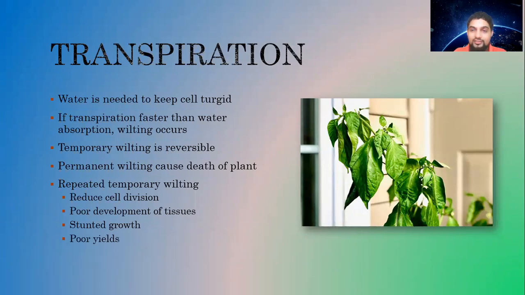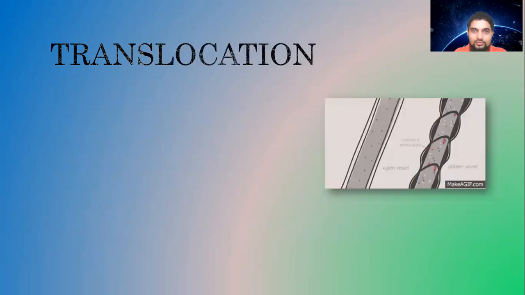You'll also have poor yields. What does poor yields mean? It means that instead of getting, let's say, 1 kilogram of produce from a particular plant, you will have 0.5 kilogram. So transpiration is important for proper yields.